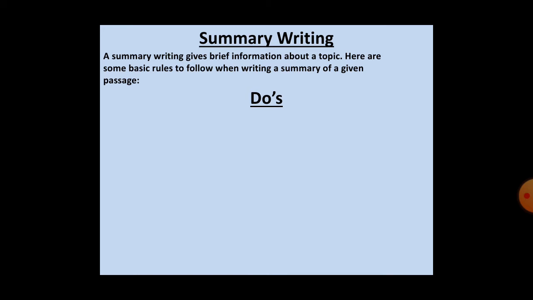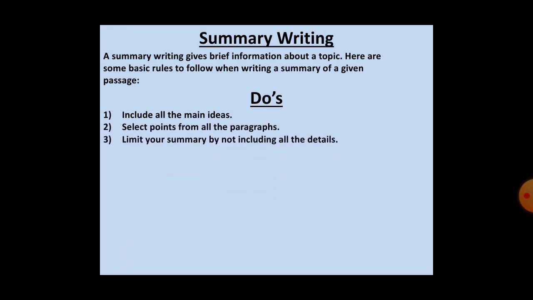What are the do's? Do's means what we should do in order to write a summary. The first point says that we should include all the main ideas or points of the paragraph. It can be a one, two, or three paragraph summary. So we should take all main ideas from those paragraphs. Then we should select points from all the paragraphs. Limit your summary by not including all the details.